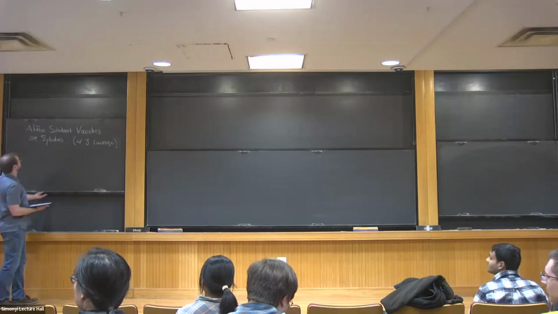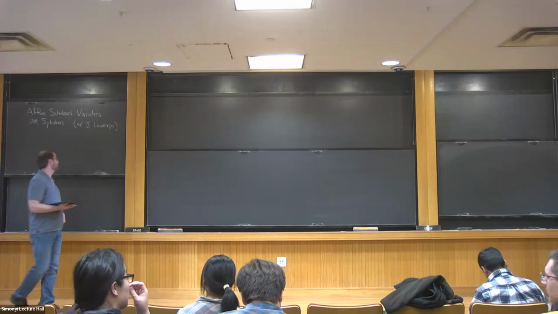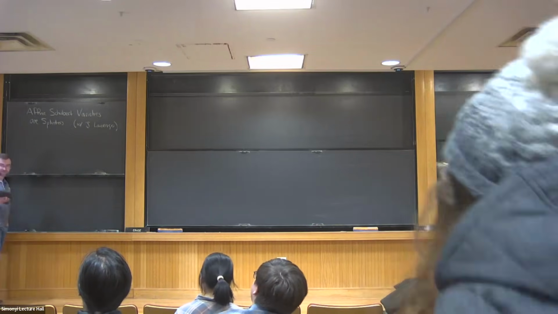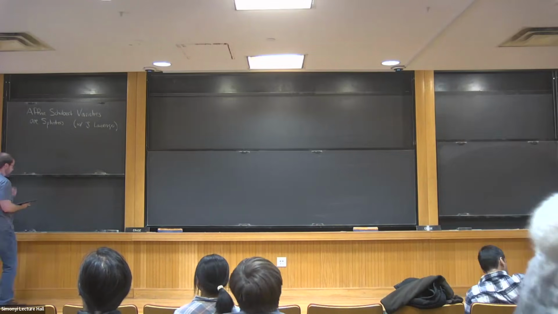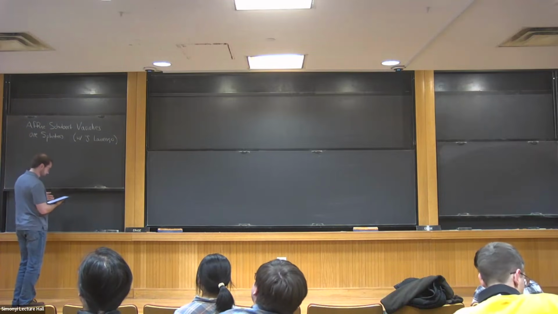So I'm going to explain that affine Schubert varieties are splinters. I'll tell you what all these words mean, and this is joint work with João Lourenço. Please feel free to interrupt me with questions at any point. So I want to start by just defining Schubert varieties really fast.